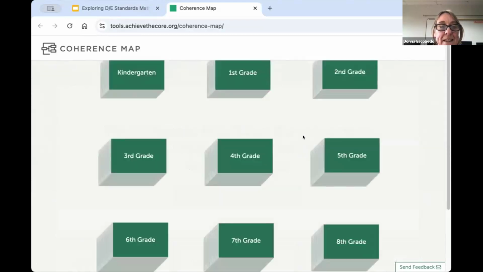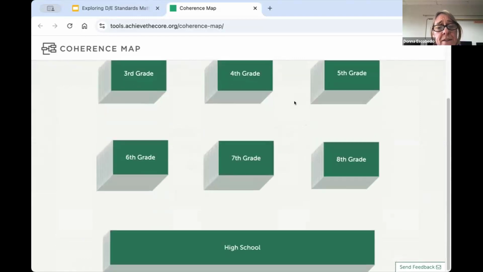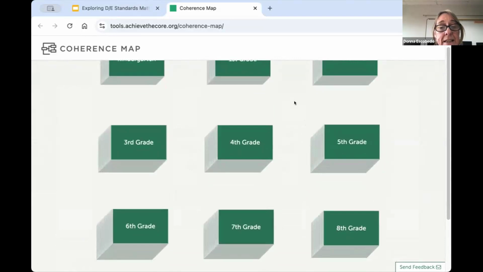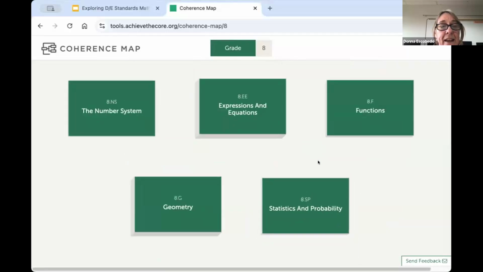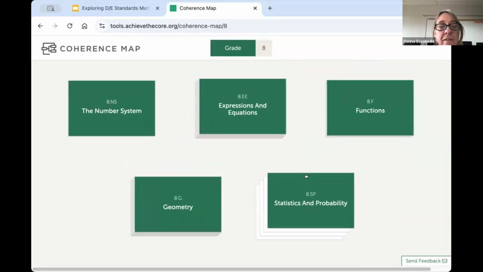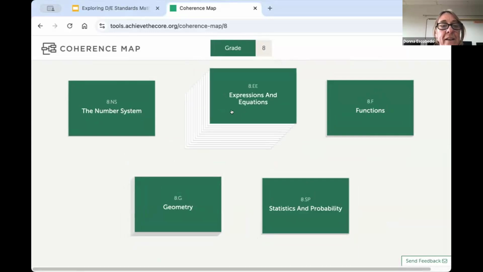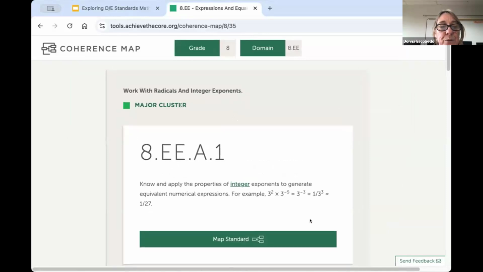So the coherence map has all the grade levels up to high school. The standard that I am looking at today is at the 8th grade level. So I would just go into the 8th grade, and then we've got all of our different domains here. And we're going to look at the expressions and equations today, so I would click on that. And then this will bring me to our standard.